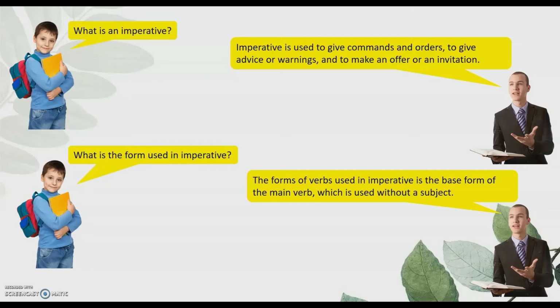Usually in a sentence that is not imperative, the example is, Ali is eating the rice. That is not an imperative because it is not a command. It is not an order. It is not advice, it is not warning, or it is not an offer or invitation. It is just a normal sentence.